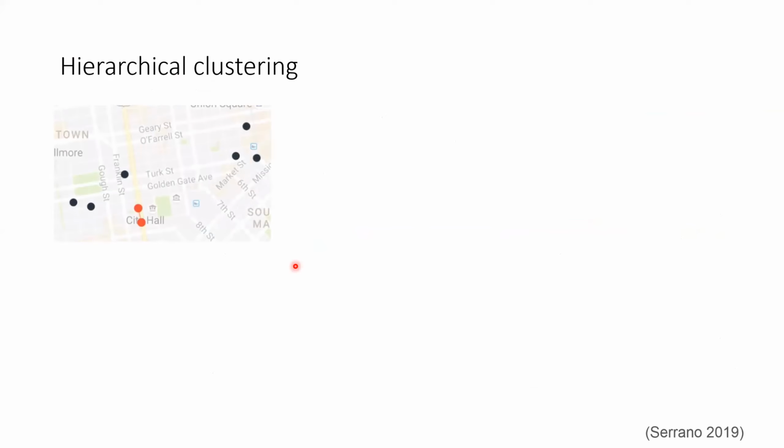In this example, we're plotting pizza places in San Francisco city blocks, and we want to cluster them to find sets of pizza places that are near each other. So the first step in hierarchical clustering is to calculate the pairwise distances between points, and then we group together the pairs that are closest to each other. So we'd start with these two. And this is an iterative process. So we first group the closest pairs, and then we go on to the next closest pairs.